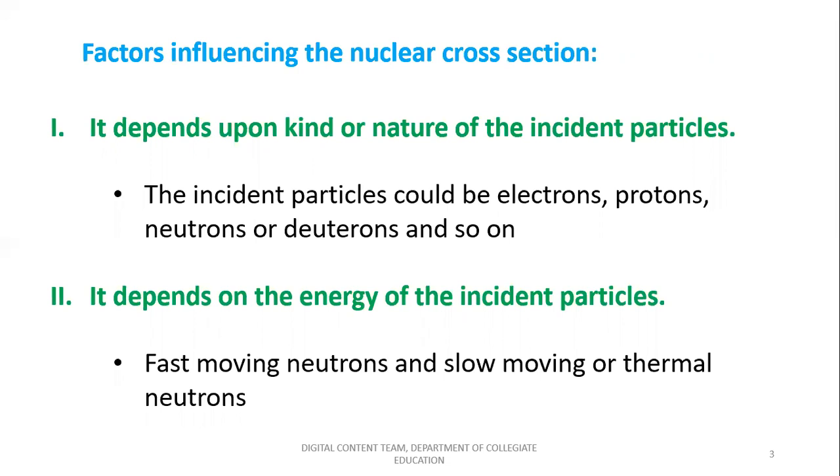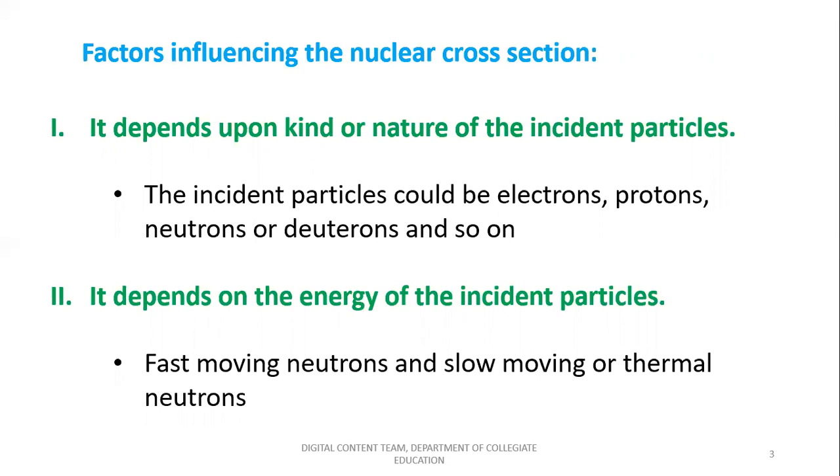But when you consider the case of neutrons, being neutral particles, they are not repelled by the nucleus. The vast majority of the neutrons which come near the nucleus will interact with the nucleus. Therefore, the area of cross section corresponding to neutrons will be higher. So let us move to the second factor. It depends on the energy of the incident particles.